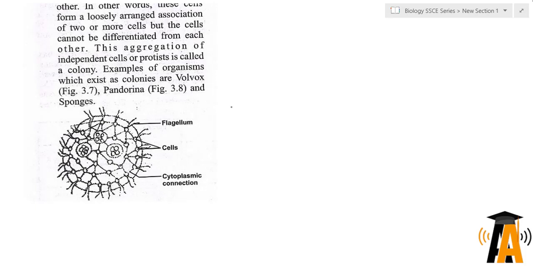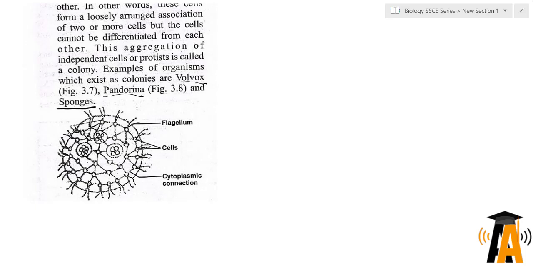Now, if you look at the diagram very closely, this is an example of a Volvox. Volvox is an example of this class. Then we have Pandorina, and we have our sponges.